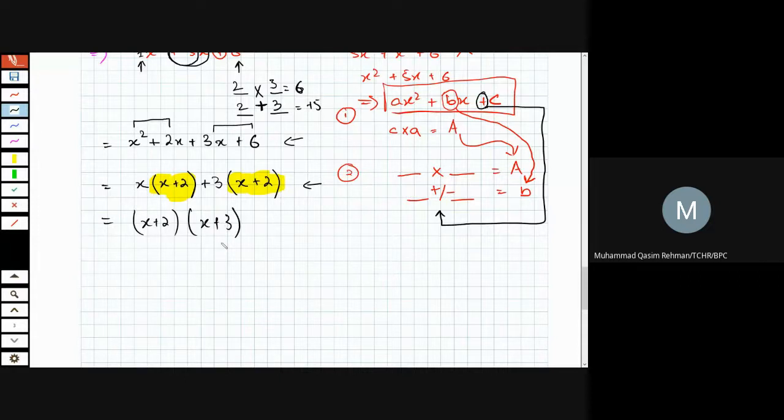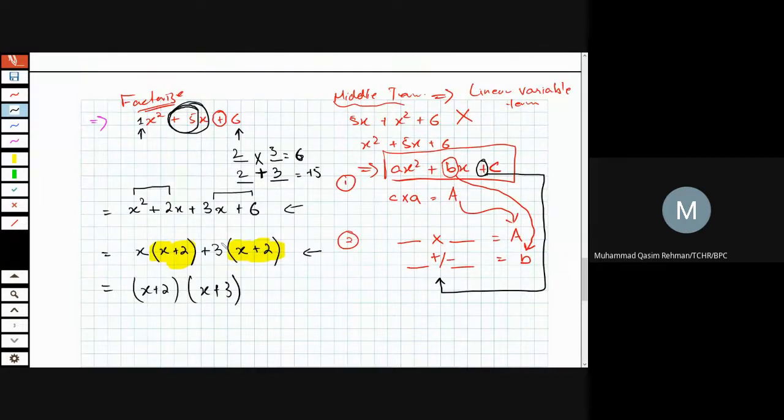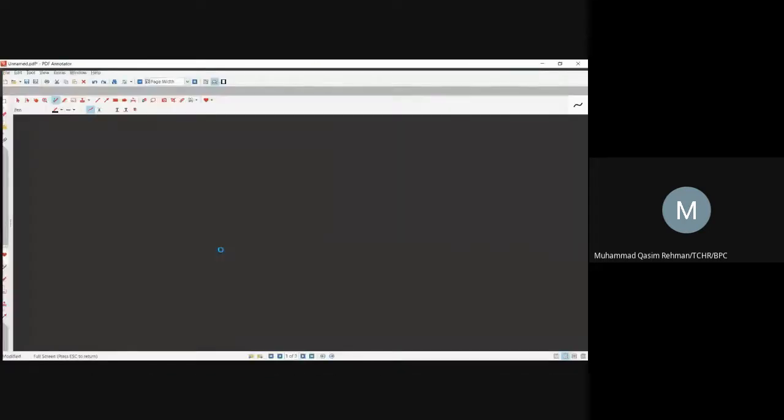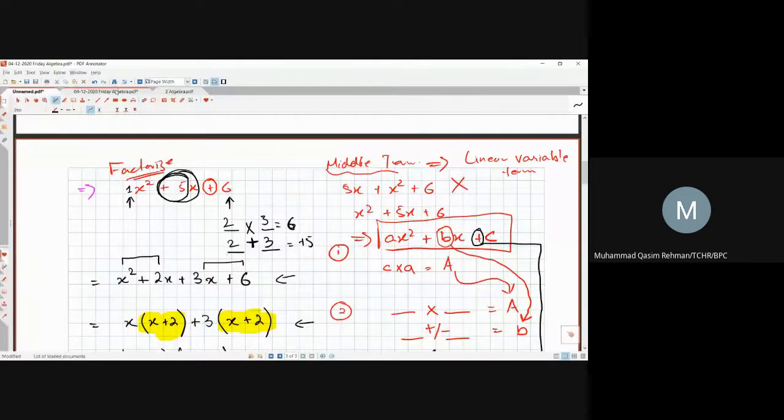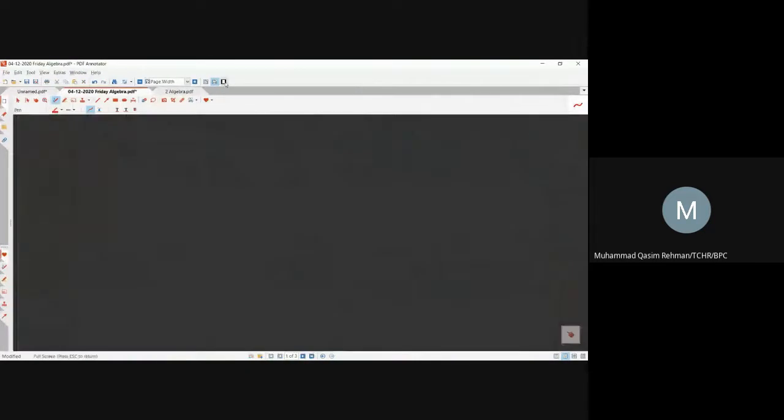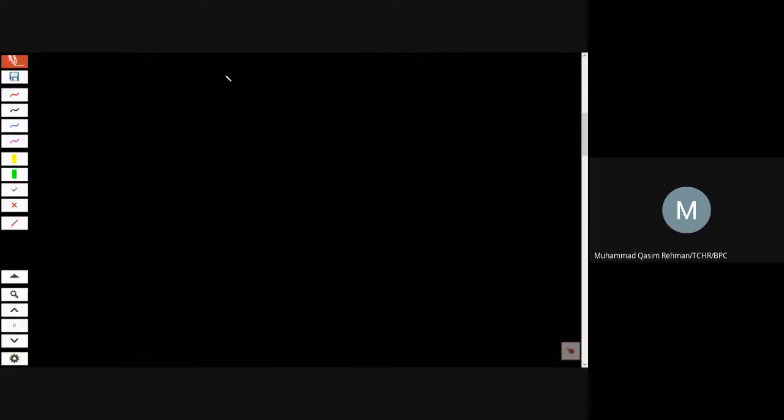So this is how you factorize by using the middle term breaking method. Now, I would like you to take on the practice questions from the past papers so that you can actually see how you are going to factorize it.